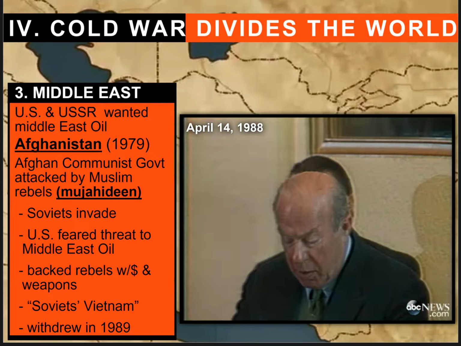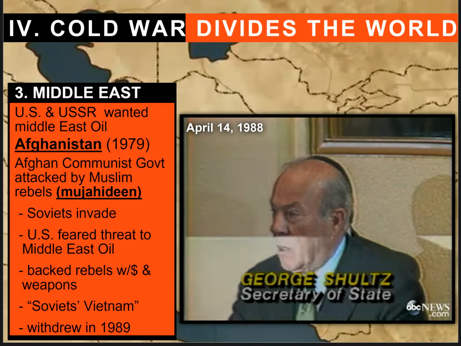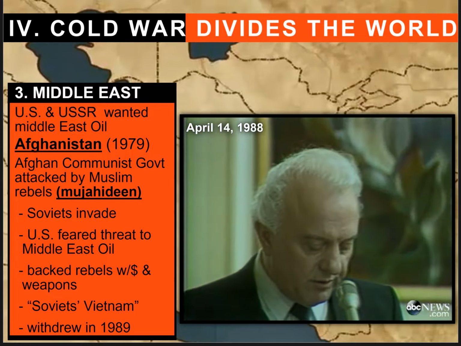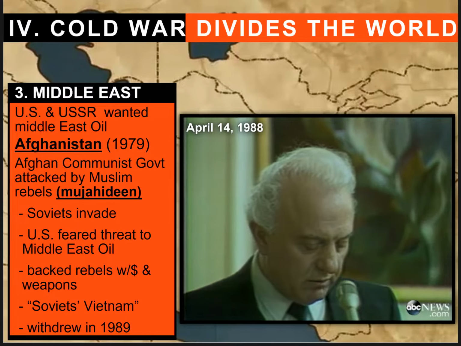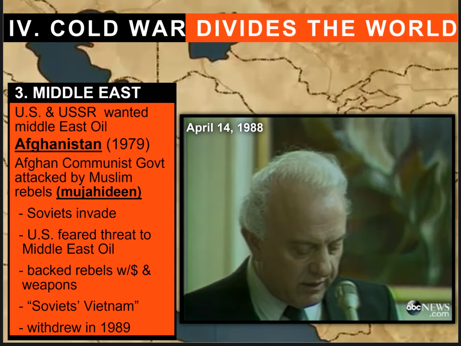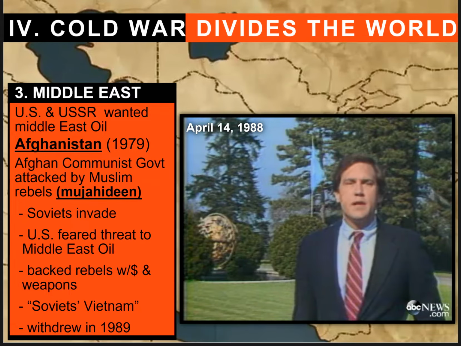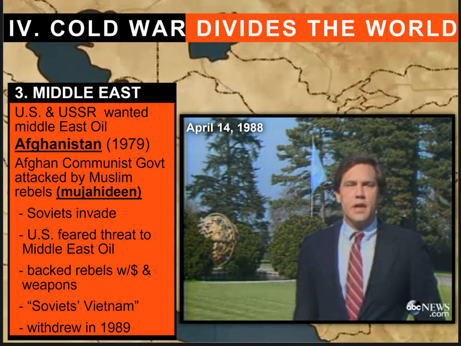The United States and the Soviet Union will serve as guarantors of the agreement, hence the presence today of Secretary of State Shultz and Soviet Foreign Minister Shevardnadze. The accord calls for the withdrawal of Soviet troops in 9 months, beginning May 15th, the return of the nearly 5 million Afghan refugees displaced by the war, and a pledge of non-interference in Afghanistan's internal affairs. The stage has now been set for the Afghan people to determine their own future.